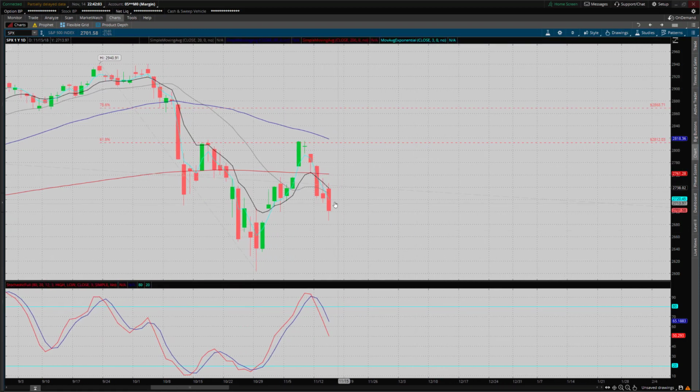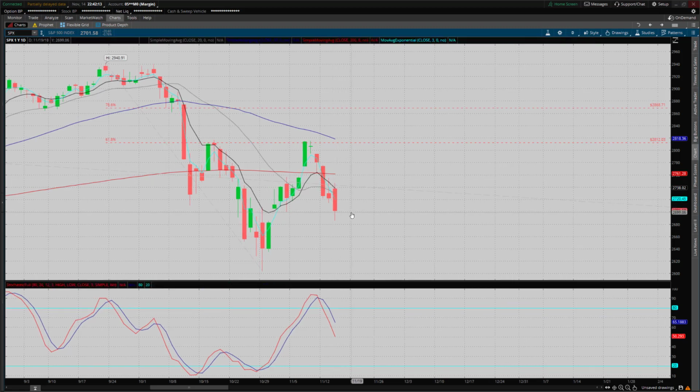That's where we can start thinking that, okay, we're not just going to come straight down and break these lows. Something else is going on. But for now, as long as that holds, I'm still remaining bearish.